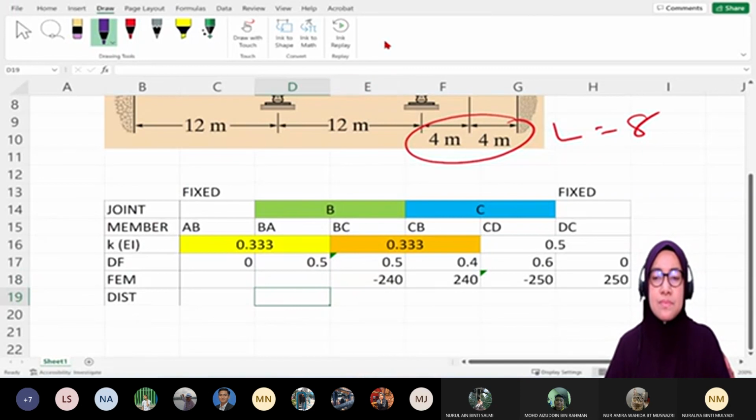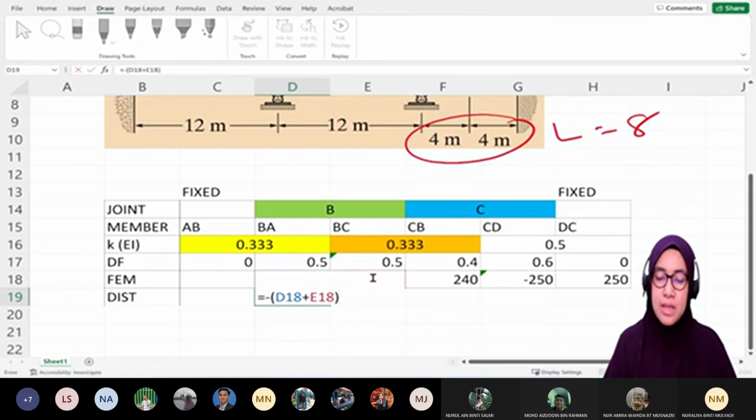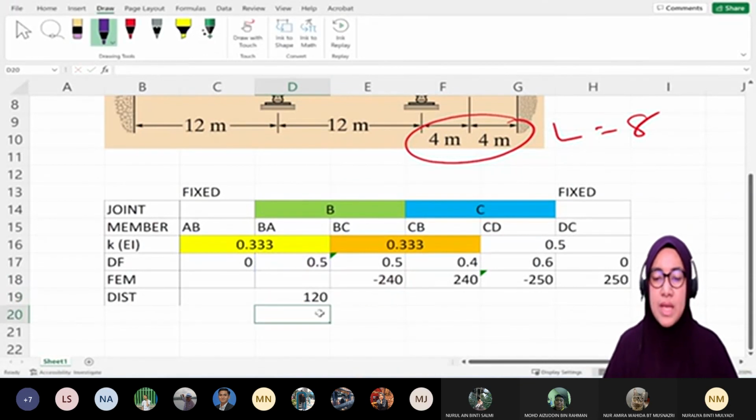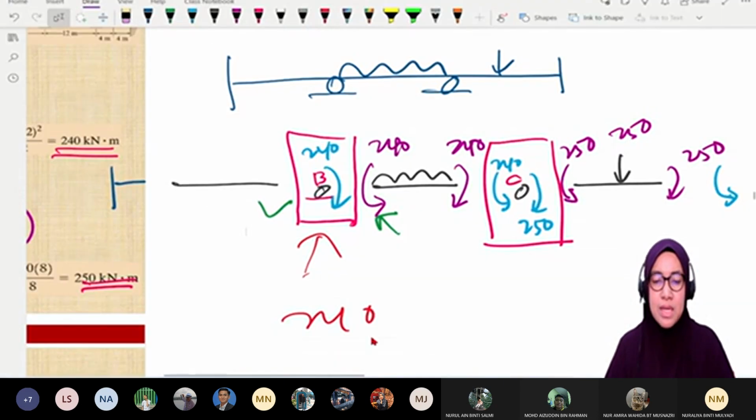So, dia punya proses is okay, join moment times with distribution factor. The factor for BA is 0.5. So, it is negative to make it positive kan. So, total times with distribution factor. Okay, it is 120. It is 120. Sama lah dengan sini. Sama dengan sini.